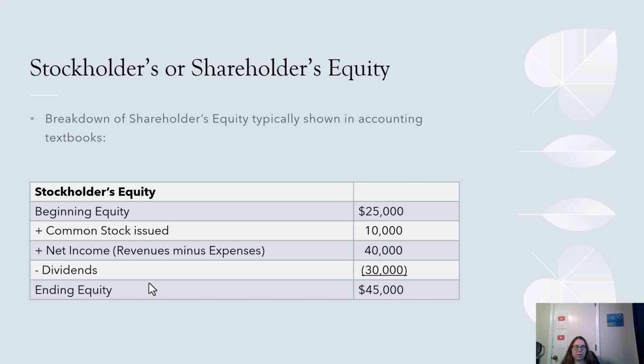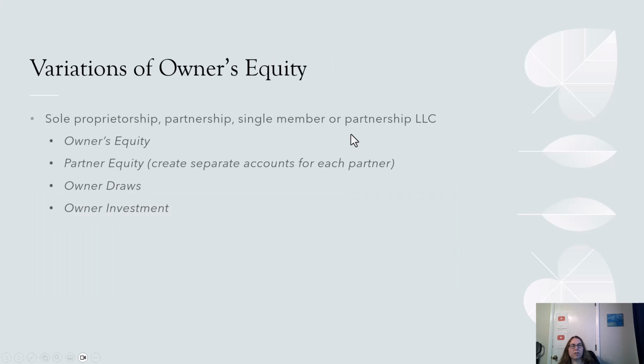It's just stated differently, and it's a different company structure. And then I also want to talk about some variations of owner's equity. You may have a sole proprietorship, you may have a partnership, you may have a single member LLC or a partnership LLC. There's a lot of different business formations. So the name you put on your owner's equity accounts may be different depending on what your business structure is.